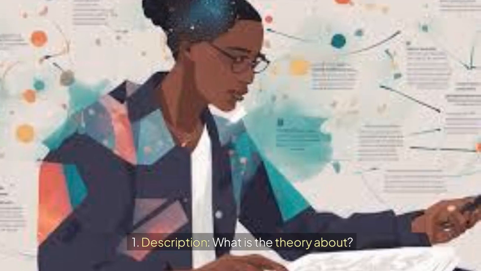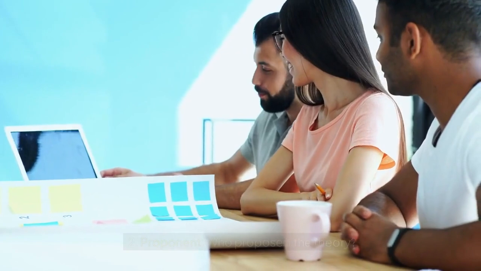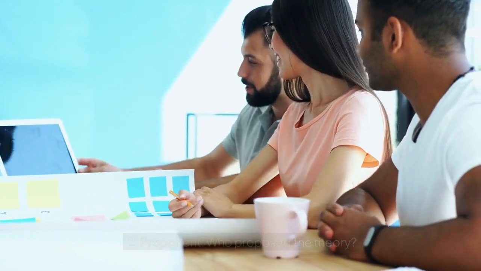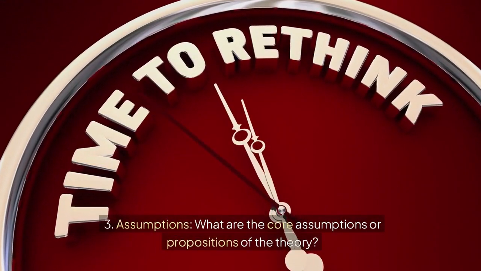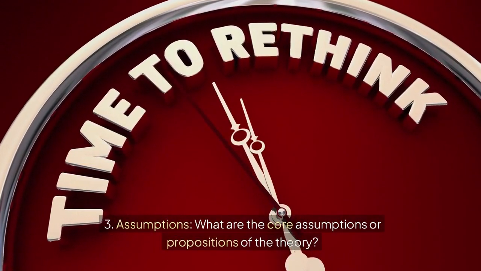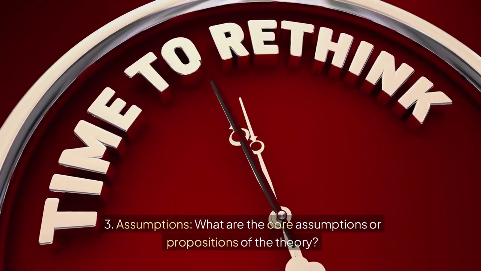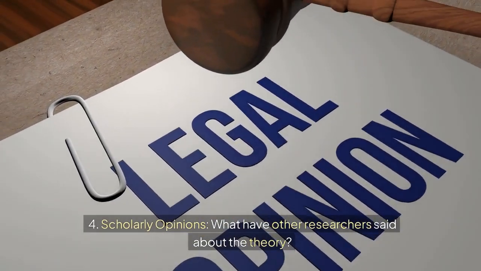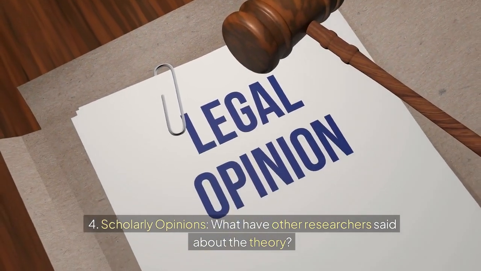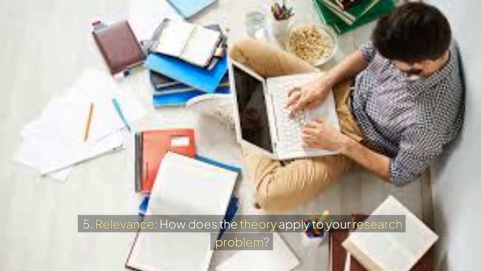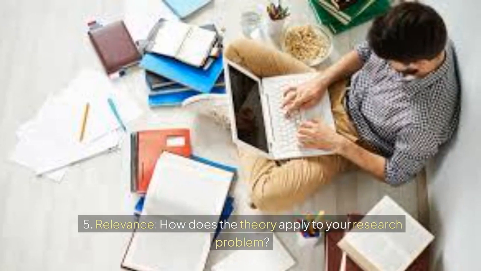1. Description: what is the theory about? 2. Proponent: who proposed the theory? 3. Assumptions: what are the core assumptions or propositions of the theory? 4. Scholarly opinions: what have other researchers said about the theory? 5. Relevance: how does the theory apply to your research problem?